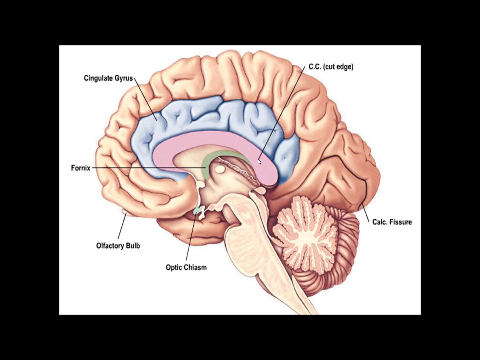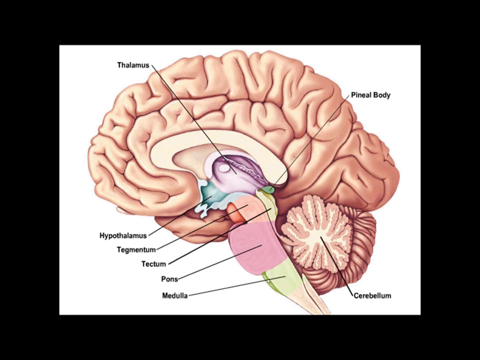We have the corpus callosum, the communication fibers between the left and right hemispheres. We have the fornix here, which also has communication pathways between the hemispheres. Here's the olfactory bulb up here, the optic chiasm. Here's the cerebellum as well. The medulla, the pons, the tectum, the tegmentum, the hypothalamus. The thalamus here, of course, is a paired structure, two of them, one on each side. The pineal gland, pineal body.